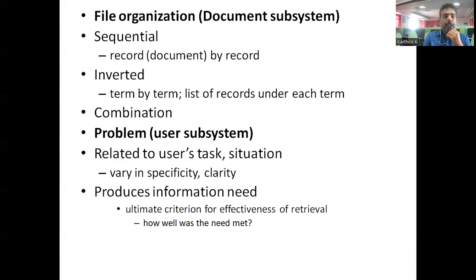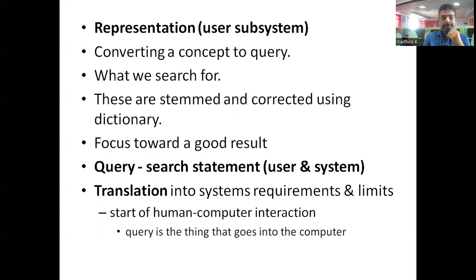So the user has to give the problem he has kept in his mind, that will be typed as information. That is a problem. They will get it as an input. So it should be represented as a query. Whatever I kept in my mind, I have to convert that to a query. What we search for, these are stemmed and corrected using dictionaries, so as to focus on good results. Example, query statements, search statements, a translation into system requirements and limits. The state of human interaction, computer.